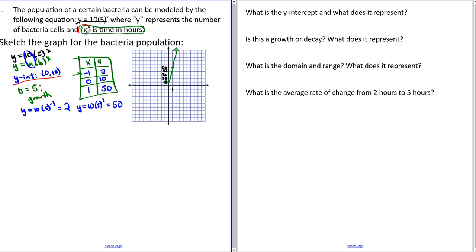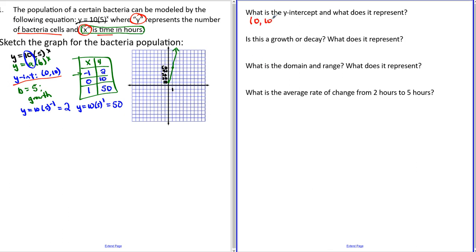Well, we know that x represents time and y represents bacteria cells. So time is x. Here's our y-intercept, 0, 10. This is our x, this is our y. We need to write in words what this represents. So there's a y-intercept. We listed it. Now what does it represent? Well, in 0 hours, there are 10 bacteria.